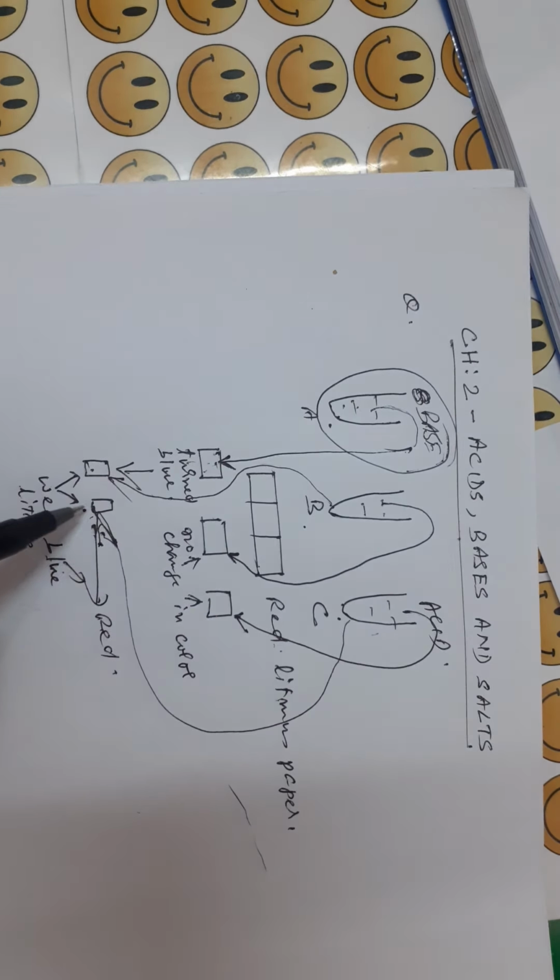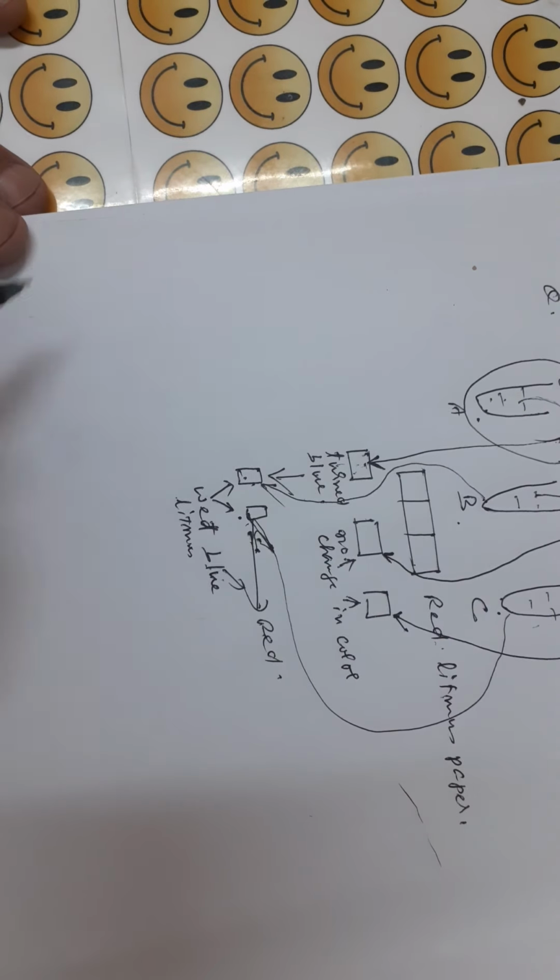And there is no change in color, which means neutral solutions do not change the color of blue or red litmus. So this is neutral. I hope you got it right. Now pause the video yourself, go and read question number 10 and answer it. Replay the video if you are not getting it. Otherwise, play the video again and go to question number 11.